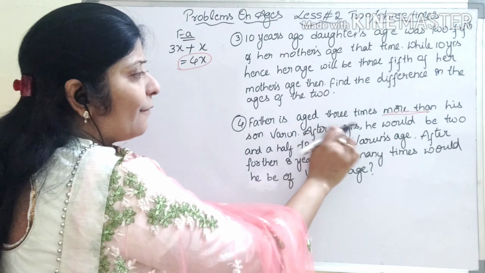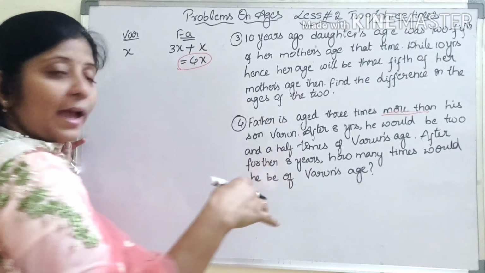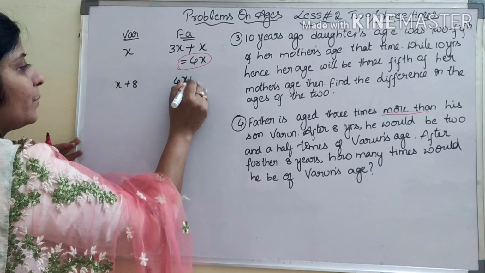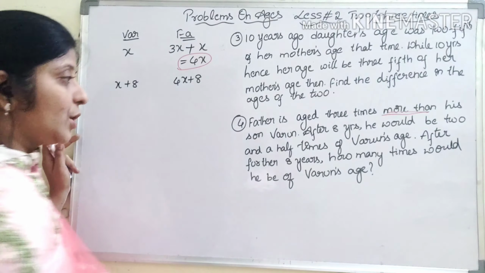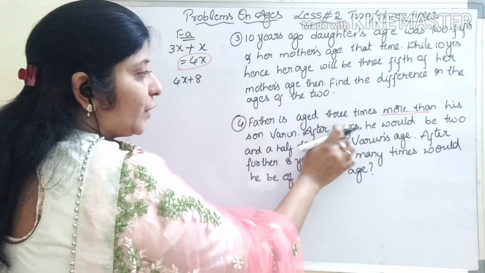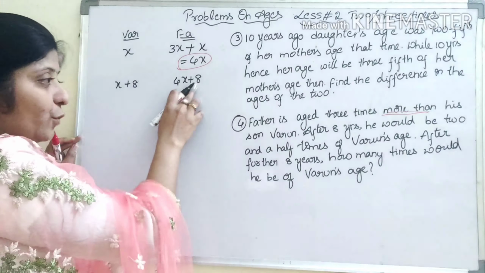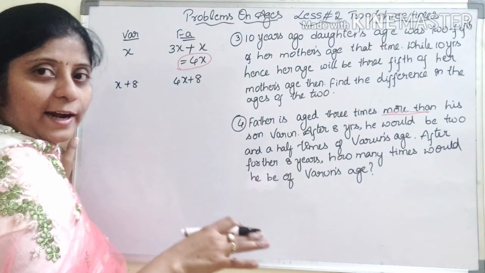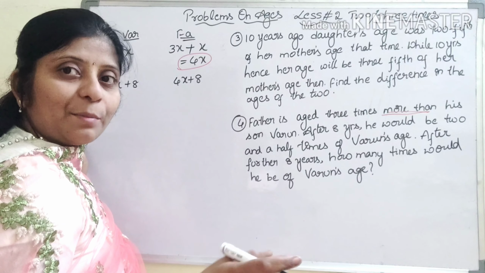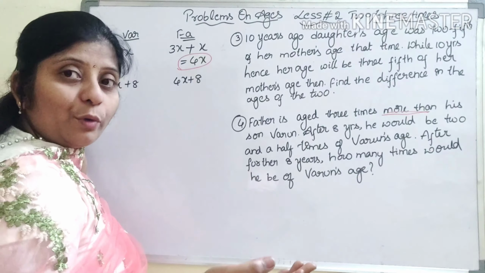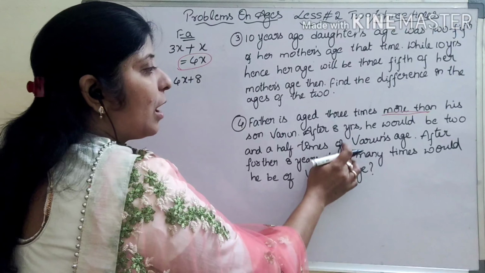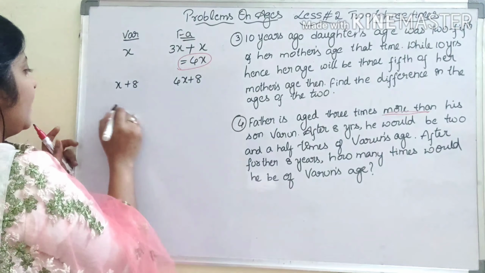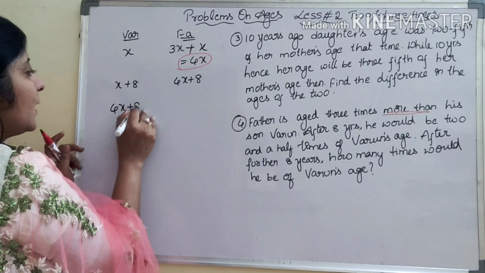And also given after 8 years, after nothing but we have to add, x plus 8. After 8 years, 4x plus 8 will be the ages. Next we will see after 8 years we have x plus 8 and 4x plus 8. He would be 2.5 times. 2.5 nothing but 2 plus 1 by 2. That means 5 by 2 of Varun's age. So he would be nothing but here father age, 4x plus 8.